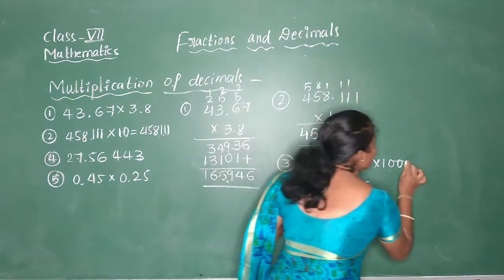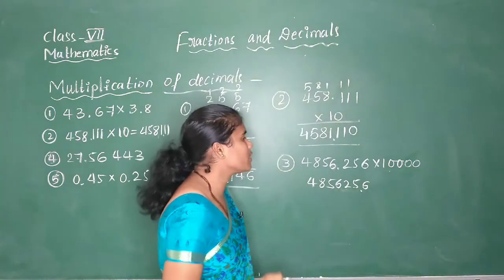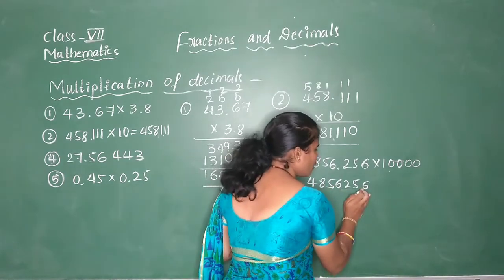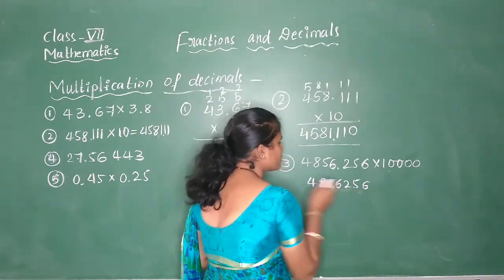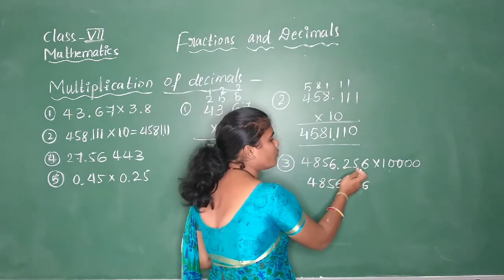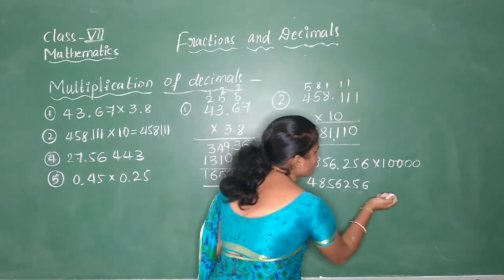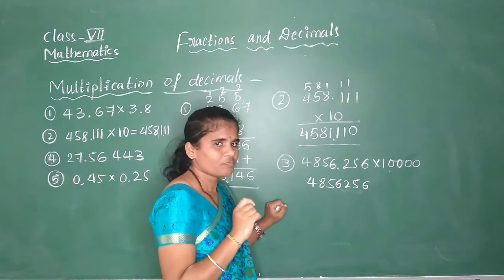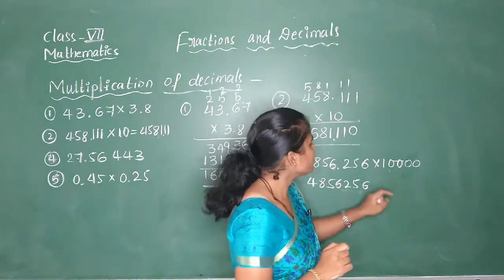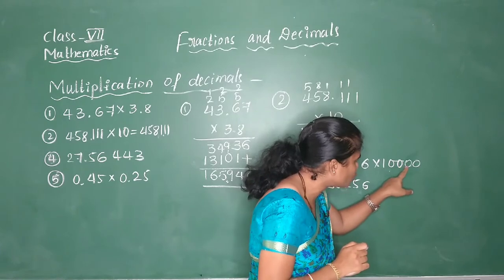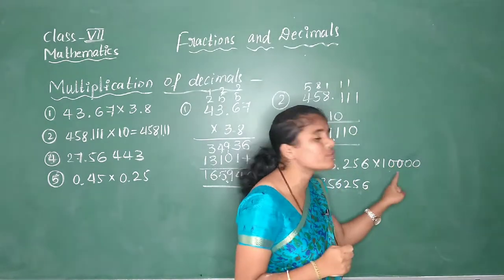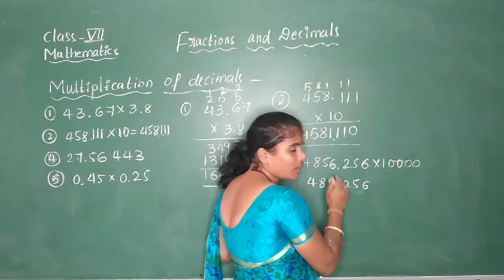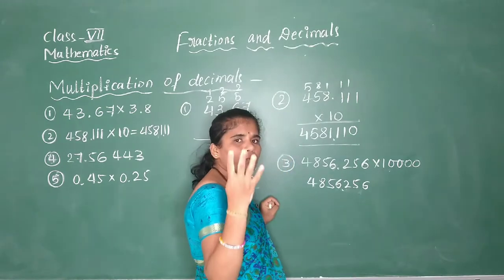And next, see, if we have to multiply with 10,000, how do we calculate? First we have to write the numbers as it is, that is 4856256, isn't it? First we wrote the numbers as it is. Next, here we have to multiply with 10,000. The 10,000 consists of 1, 2, 3, 4 zeros, isn't it? The point is here. We have to put a point after 4 places.